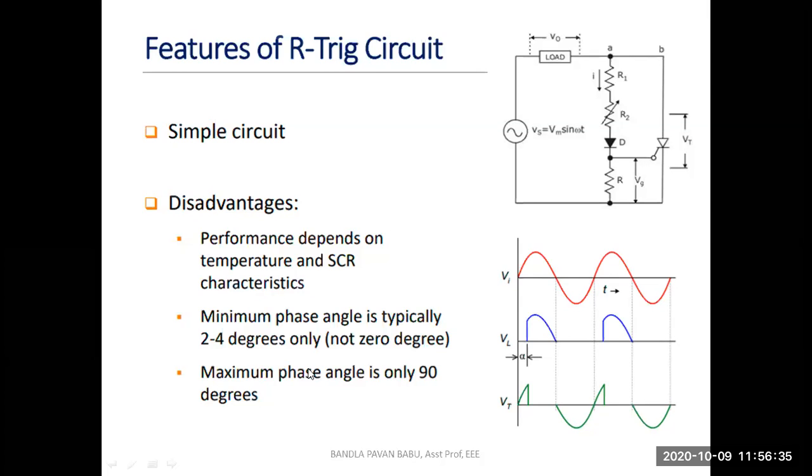So what are the disadvantages of this? The performance depends on the temperature and SCR characteristics, and the minimum phase angle is typically 2 to 4 degrees only. That is the reason why it is not commercially preferred. The control over the on and off capability is very less. That means the control achieved is very little. So this is the firing angle alpha.